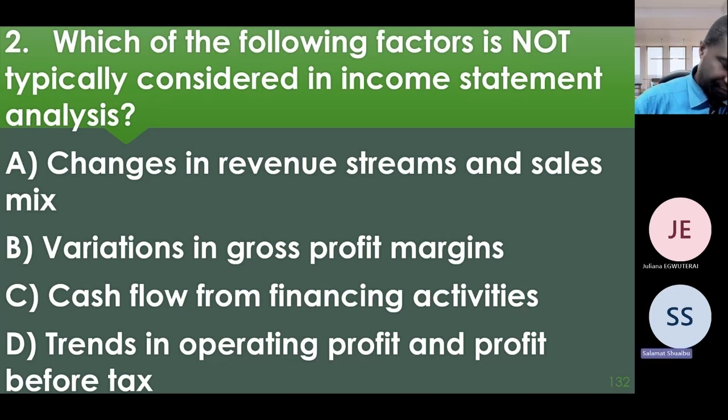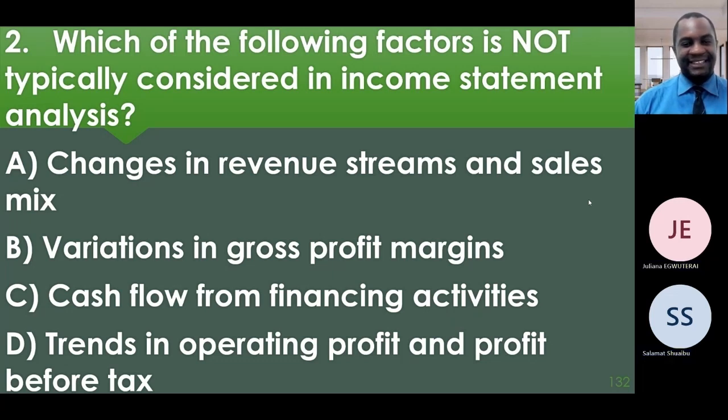I'm even confused. I'm trying to remember what an income statement is with the way this thing is. I'll choose A. Changes in revenue streams and sales mix. Look at the question again. Which of the following is not a factor? Sorry, that's not my answer. I thought it was a factor.